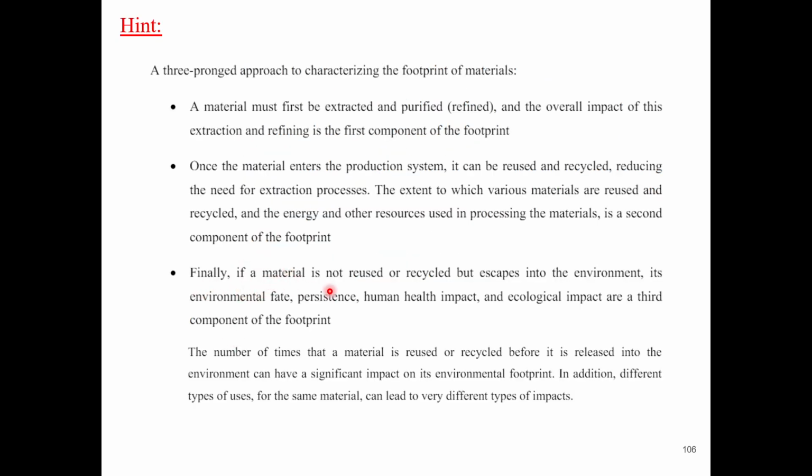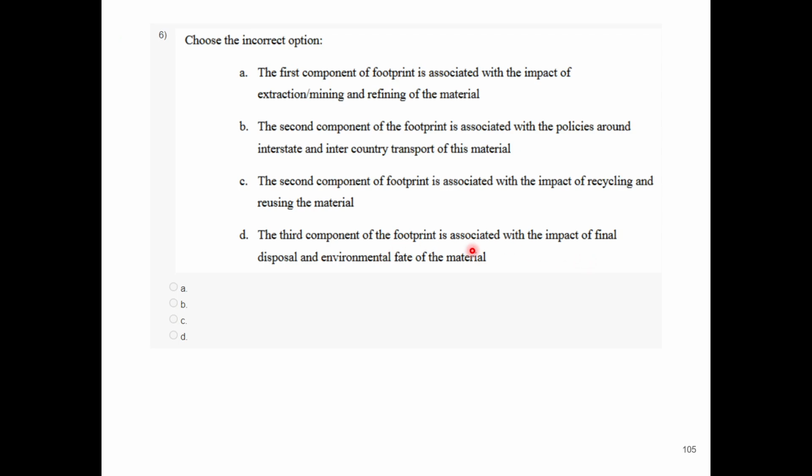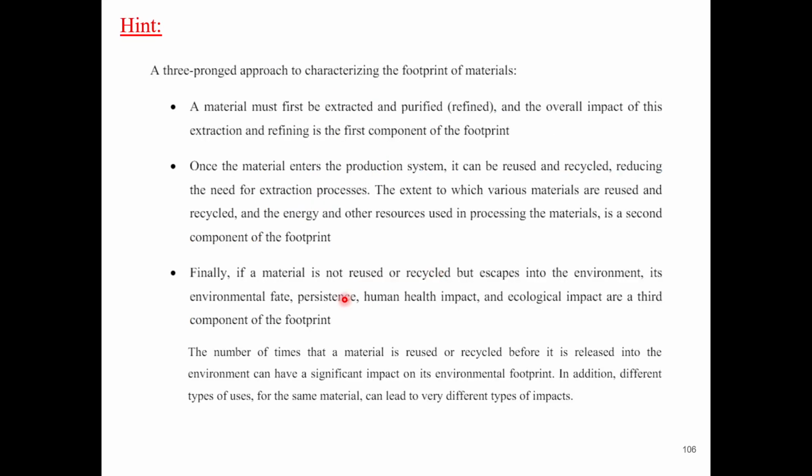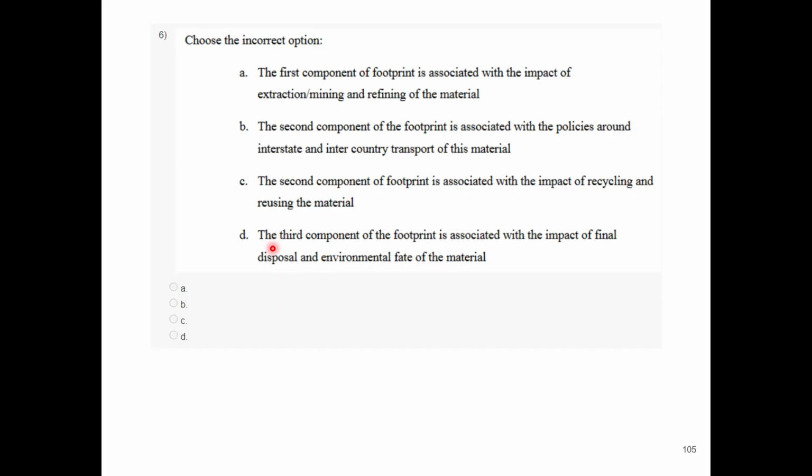So finally, if a material is not reused or recycled but escapes into the environment, its environmental fate, persistence, human health impact, and ecological impact are a third component of the footprint. So the third component is associated with the impact of final disposal and environmental fate of the material. Okay, so D is also correct. So which is incorrect? Only B. Okay, so B is the correct option.